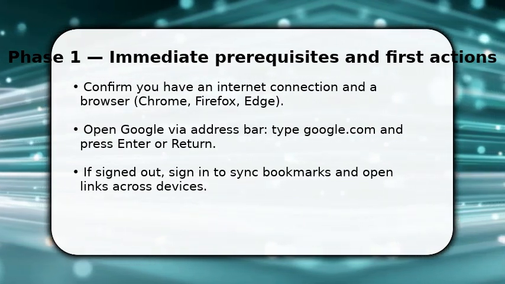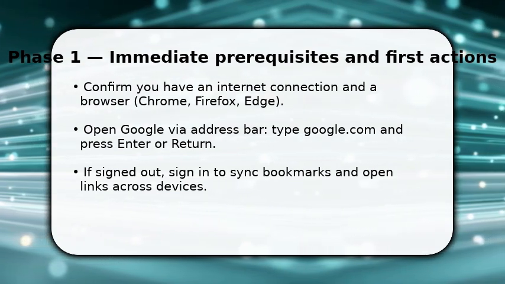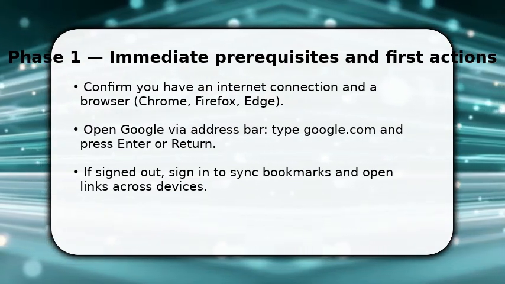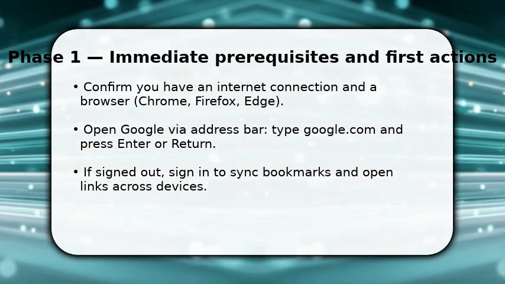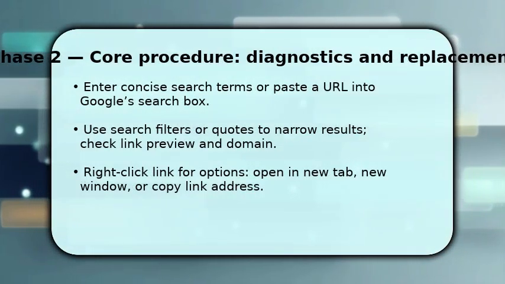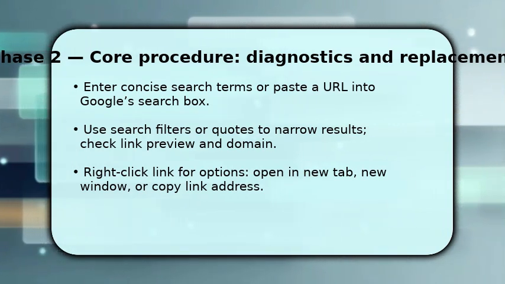Then, decide whether you'll open a search result, a direct URL, or a link from a saved bookmark. We'll open a link next. You type your query or paste the exact URL into Google's search box, then scan results for relevance. Look at the domain and snippet to judge quality.